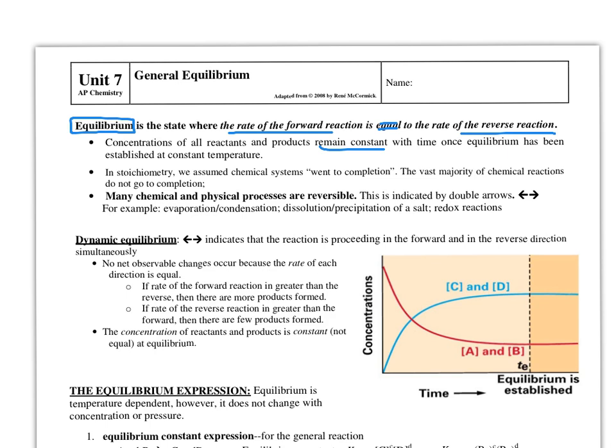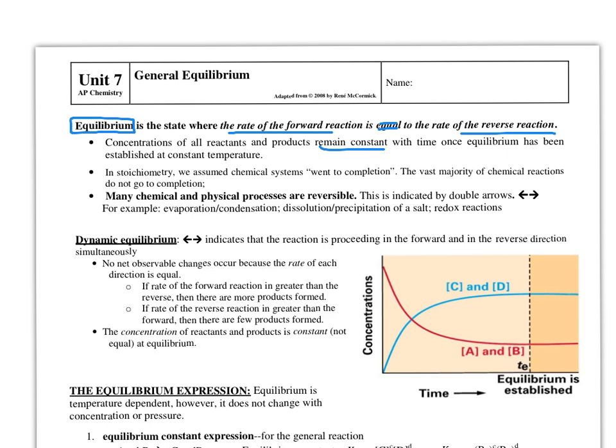It doesn't mean that we aren't making product, but it means that if we make product, we're going to reverse back and make reactant. And then we'll make product, and then we'll reverse back and make reactant. So it's an even exchange of reactants and products occurring.